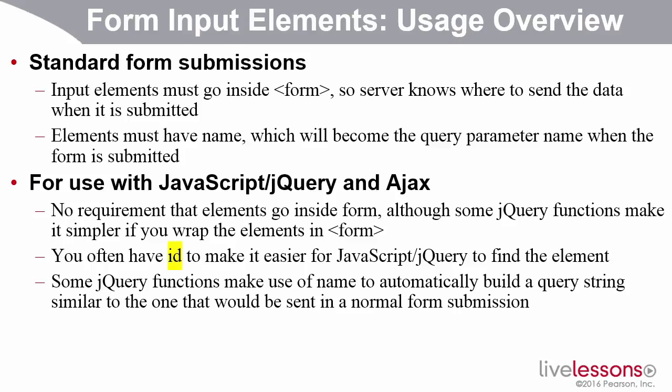to find your element because there's only one element in the page that has that particular ID. So with standard form submissions, you always have a name. With JavaScript AJAX requests, you usually have an ID. Now, sometimes you use the name as well. It depends on the JavaScript or jQuery function that you're using. We will use one that makes use of the name, but ID is used widely for JavaScript requests to the server, whereas name is always used for standard form submissions.